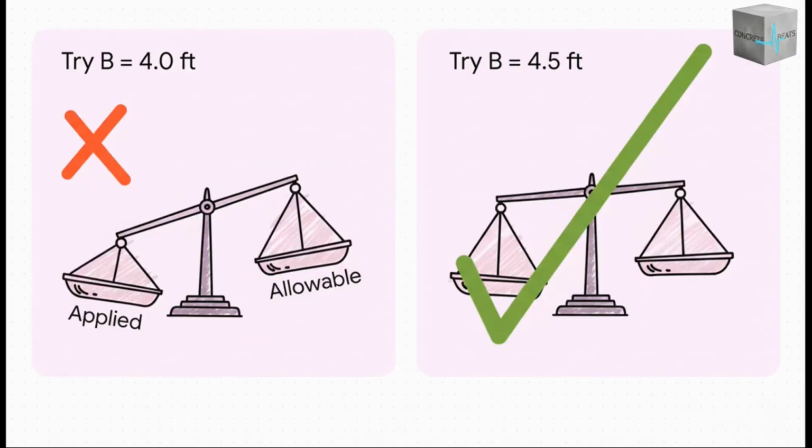Now for the trial and error. Let's just guess a width. How about 4 feet? Okay, the applied stress would be 9,375 pounds per square foot. If we plug B equals 4 into our capacity formula, we find the allowable capacity is only 7,559. So the applied stress is bigger than the allowable capacity. That's a fail, no good.